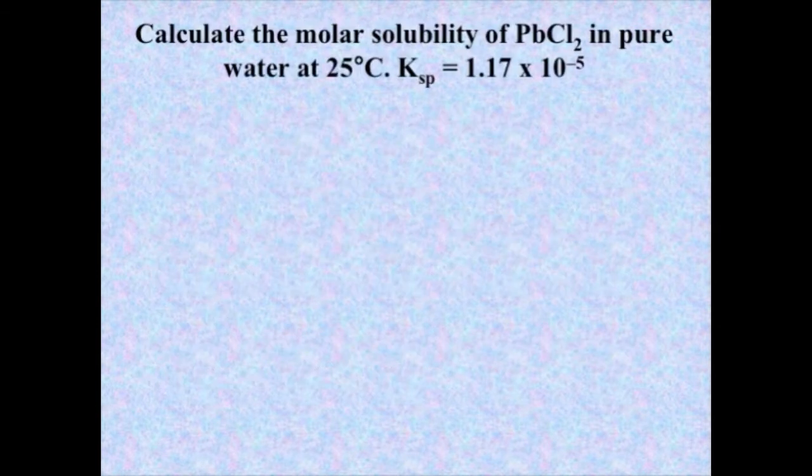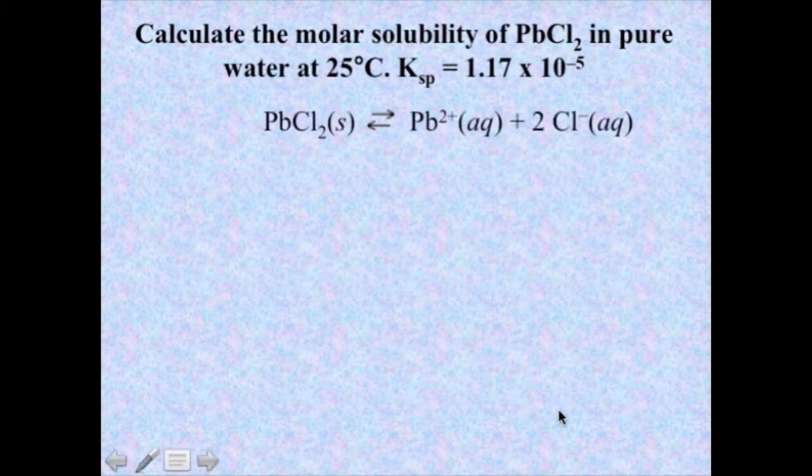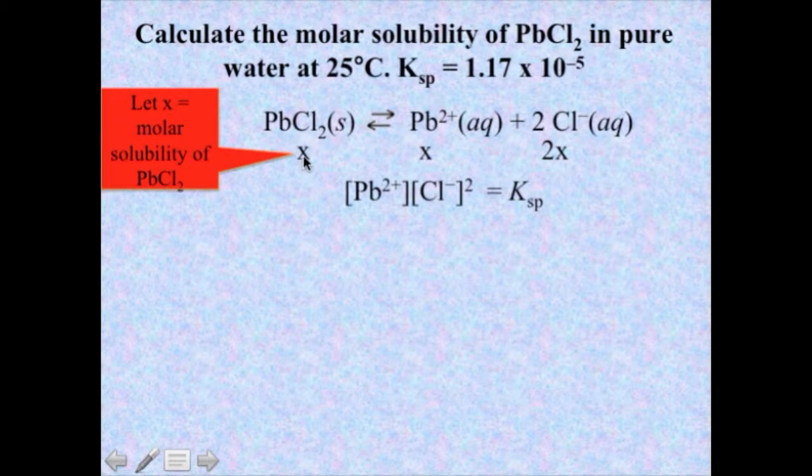Now let's calculate the molar solubility of lead chloride in pure water from its solubility product. The equilibrium expression is: lead chloride in the solid phase breaks up to form lead ions in the aqueous phase and 2 chloride ions in the aqueous phase. So the mass action equation is the lead ion concentration times the chloride ion concentration squared equals the solubility product. Now we're going to let X equal the molar solubility of lead chloride. So X will be the amount of lead chloride that actually dissolves, and will form X molar of lead ions and 2X molar of chloride ions.